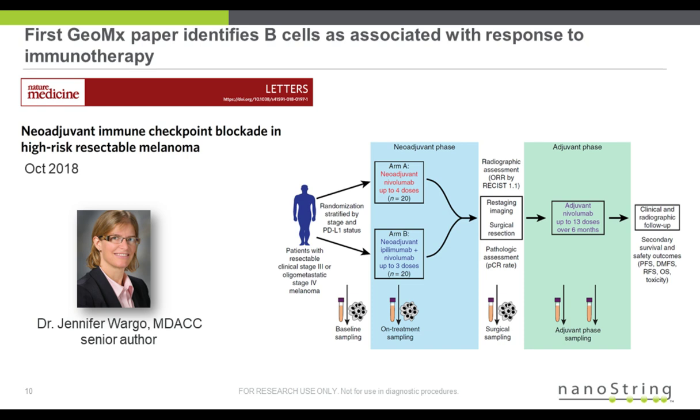And the first that we're going to start with was actually the first GeoMx paper that was published. And this was a paper that came from MD Anderson from the laboratory of Dr. Jennifer Wargo, and it appeared in Nature Medicine in 2018. And in this study, her group was looking to characterize the immune response that was elicited by neoadjuvant and adjuvant immunotherapy in patients with stage 3 melanoma. And she was again taking a multi-platform approach to characterize all of the immunological changes that were induced in response to treatment, and also to understand which of those were associated with favorable outcomes.